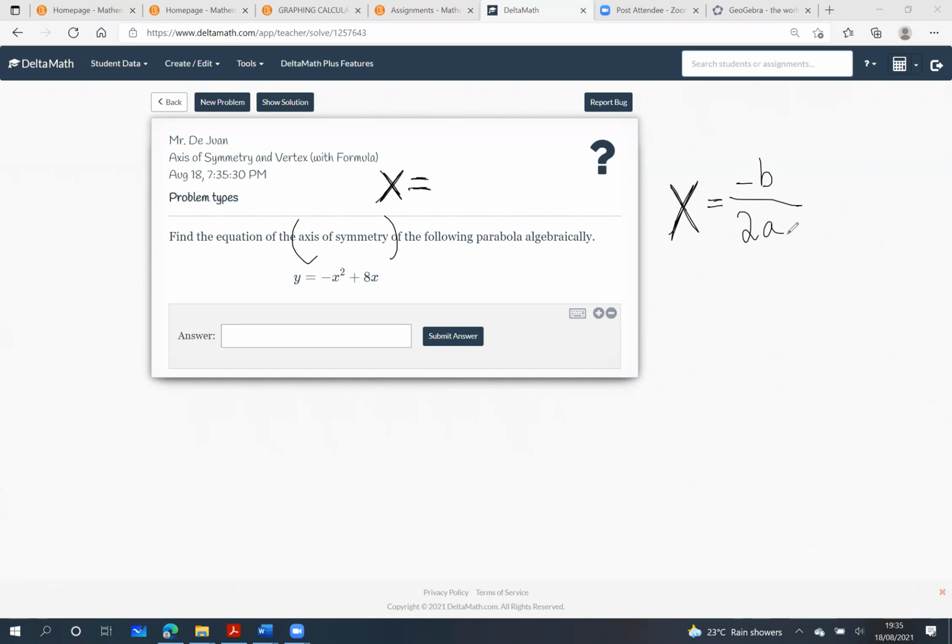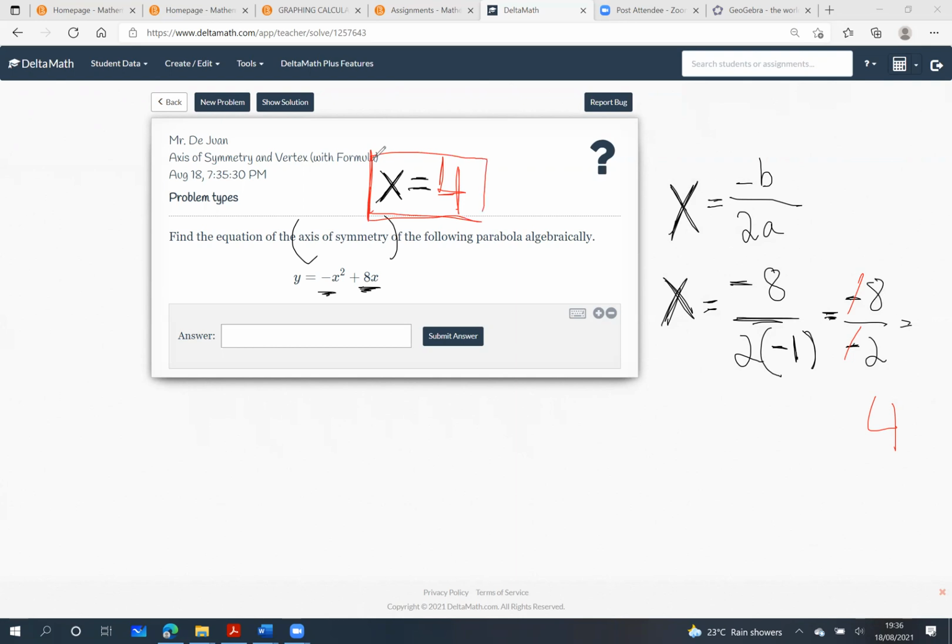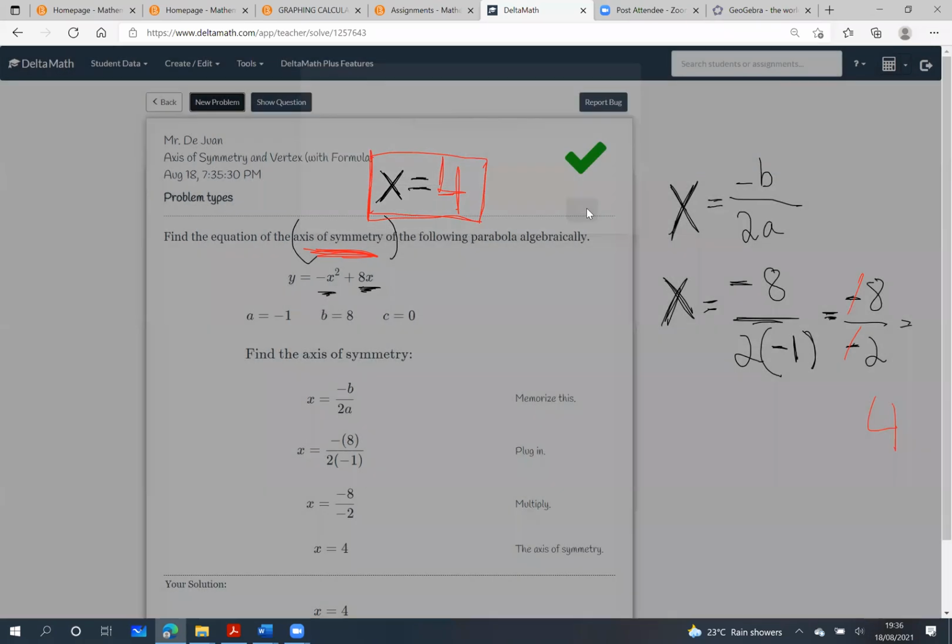Negative b over 2a. x equals negative 8, because that's my b term, over 2 times negative 1. Negative 8 over negative 2. We know as a fact that negatives cancel, and that leaves us with 4. So x equals 4. You must write your answer as x equals something when it asks for the axis of symmetry. So x equals 4. Submit.